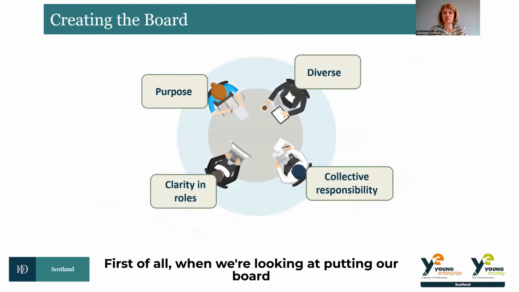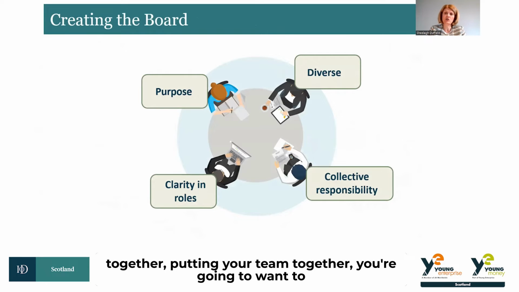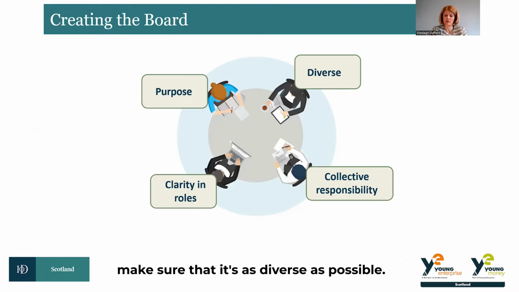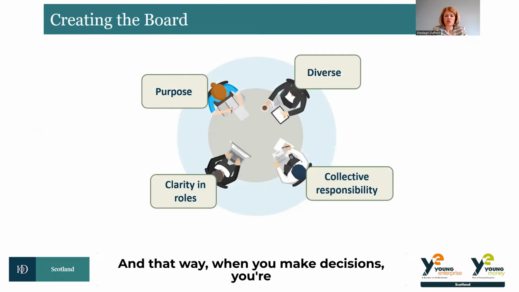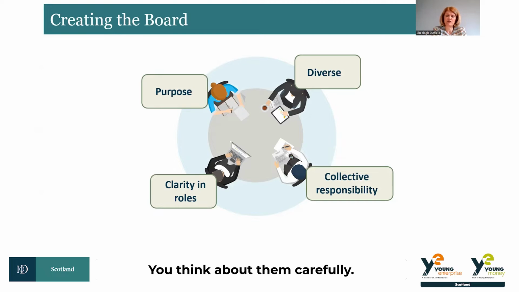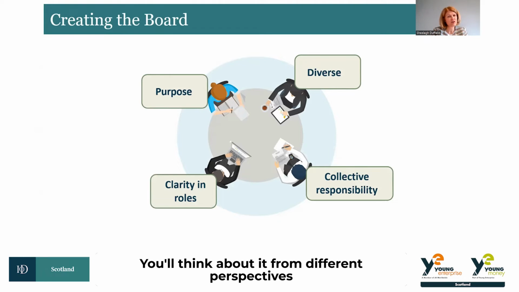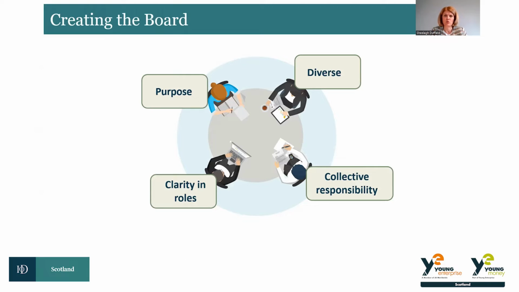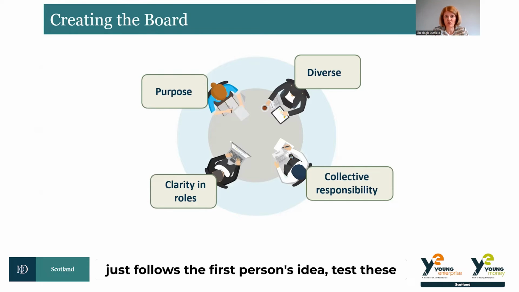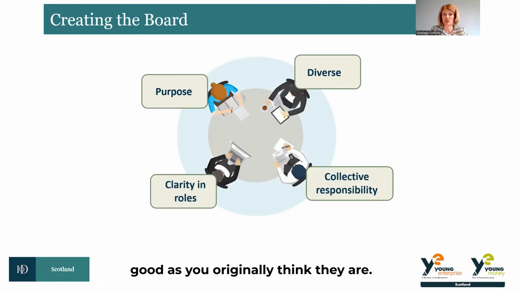First of all, when we're looking at putting our board together, putting your team together, you're going to want to make sure that it's as diverse as possible. You'll want to make it up of people with different skills, different ways of thinking, different backgrounds and experiences. And that way, when you make decisions, you're likely to have a good debate about them. You'll think about them carefully. You won't just listen to one person with a good idea and say, oh yes, we all agree with that. That's great. You'll think about it from different perspectives because of your different skills and your different experiences. And that's good. We call it avoiding groupthink, where everyone just follows the first person's idea. Test these ideas, make sure that they really are as good as you originally think they are. So a good diverse board is going to help there.